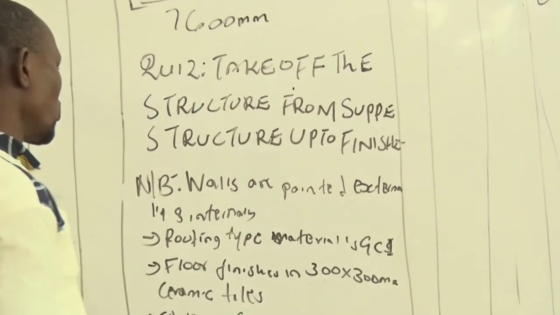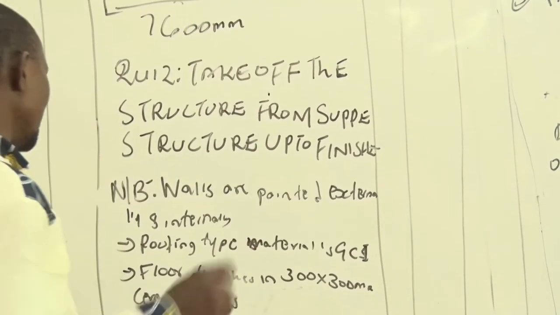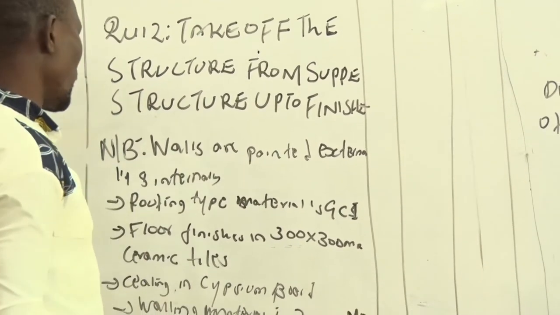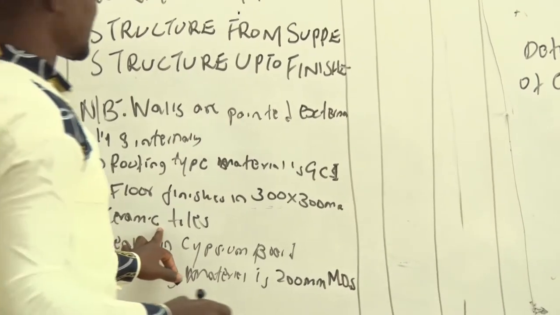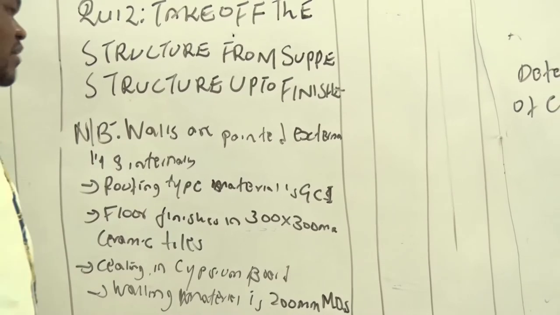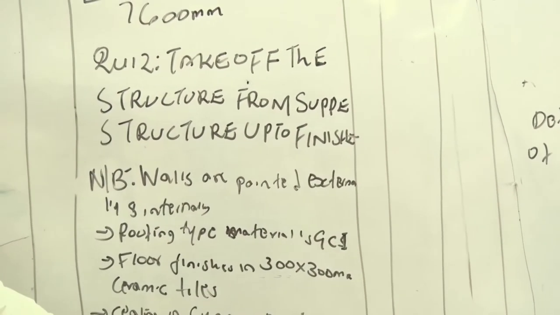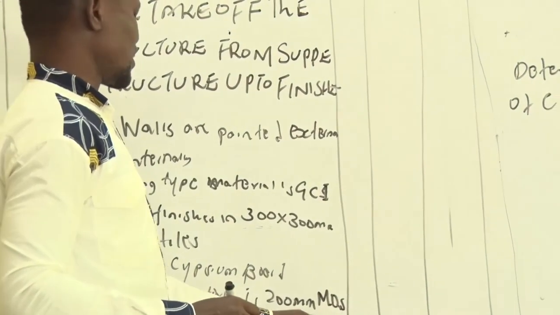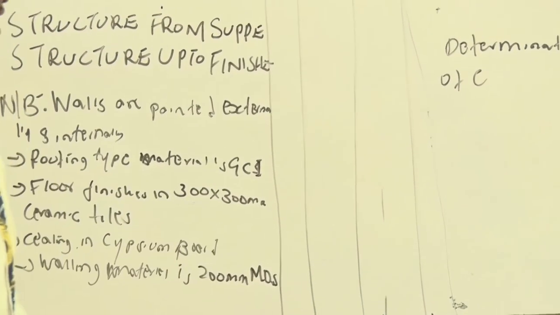Roofing materials, we are told it is GCI, galvanized corrugated iron sheets. So that's the type of roofing material we want to use. Then again, we are told that the floor finish is 300 by 300 millimeters ceramic tiles. Again, we are told that the ceiling is gypsum board, which means the ceiling material will be gypsum board. Then again, we are told the walling material is 200 millimeters thick machine dressed stones, abbreviated as MDS.